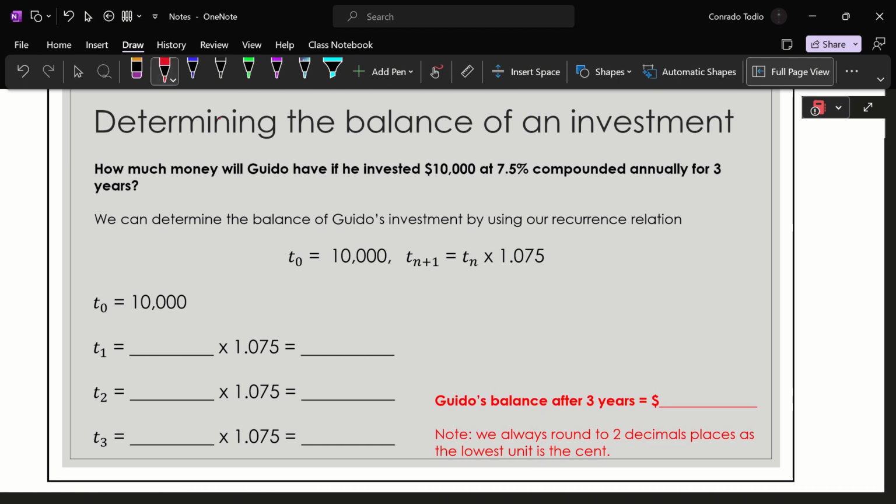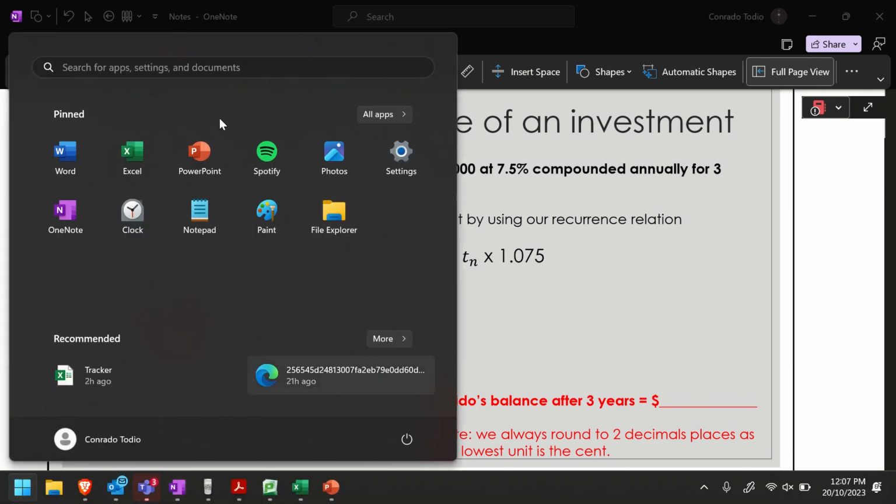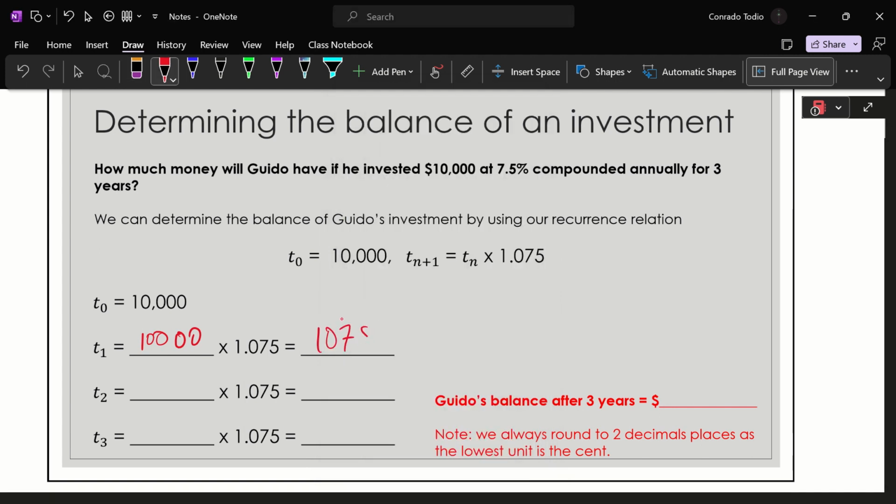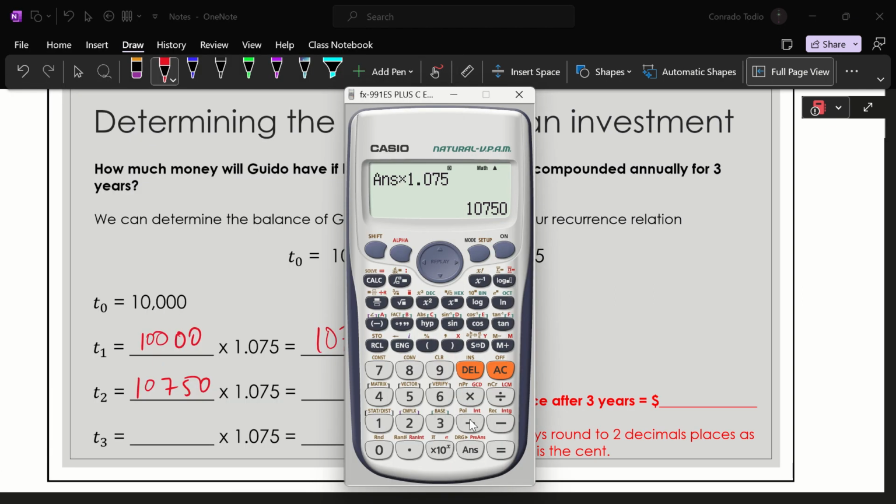Okay, so here, let's put it to practice. T1 is going to be whatever you had at the beginning, which is 10,000, as Attila mentioned, and then you're just multiplying by 1.075. I'll do it on a calculator as well, the short way. So 10,000, and then you press enter, and then you press times whatever your common ratio is. Every time you press enter, it's going to give you the next term. So that one's 10,750. To get the next number, you have to multiply this by 1.075. So again, press enter.